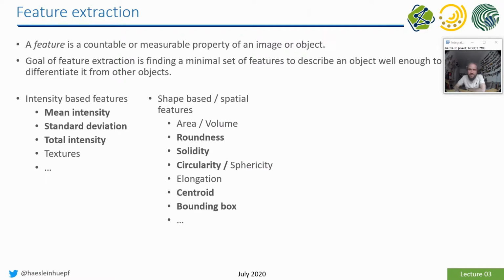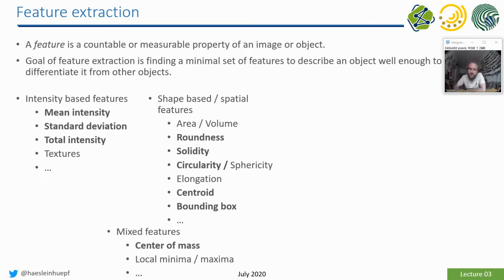So you have intensity-based features like mean intensity, standard deviation of the intensity. You have spatial features and shape features, and you can also differentiate them again, but you don't have to. So think about the area, the volume, elongation, centroid, roundness, aspect ratios. Like we were looking at a couple of things.